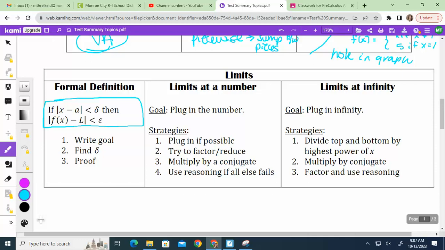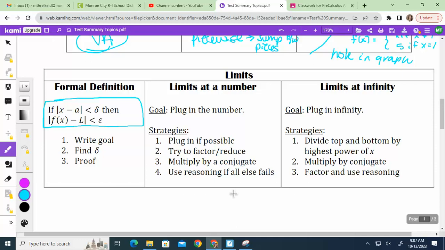When we do limits at a number, our ultimate goal is just to be able to plug in the number, right? But we have to solve any problems to get there. So first, always check to see if you can plug it in. If you can't, try to factor and reduce. If we have radicals, try multiplying by the conjugate. Sometimes none of those things work and you just have to think through it. And we had a few of those on the study guide that we'll talk about.